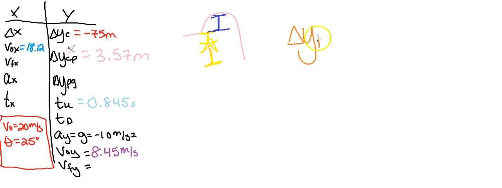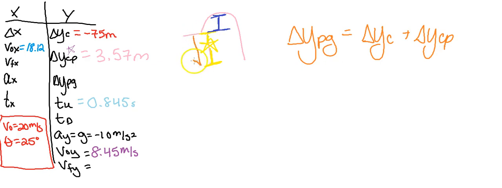So delta y peak to ground is going to be the sum of delta y cliff plus delta y cliff to peak, only if those two are in the same direction. So right now, when we found delta y cliff, we found it as if the object was moving down, and then when we found delta y cliff to peak, we treated it as if it was moving up, because it is. So that's why their signs are opposite.